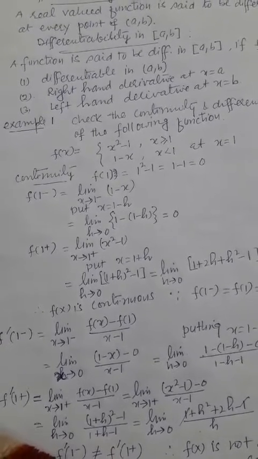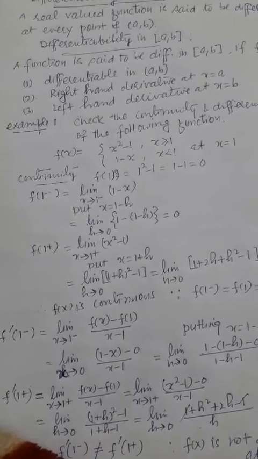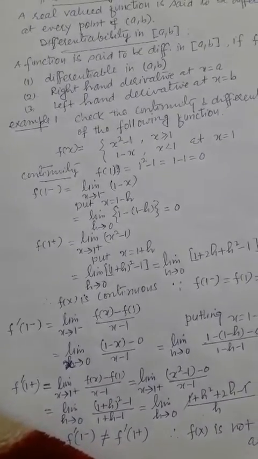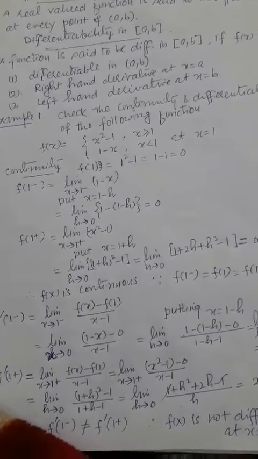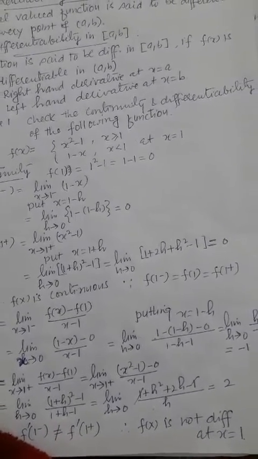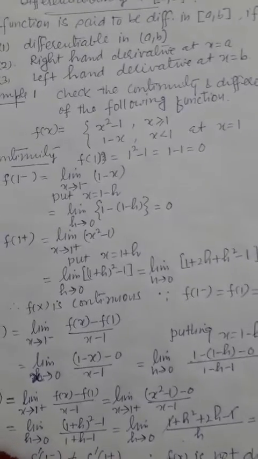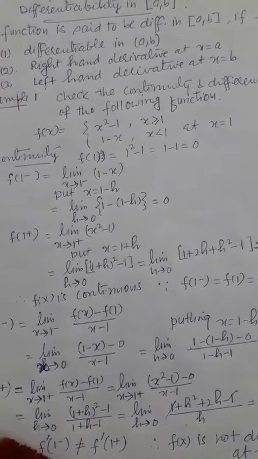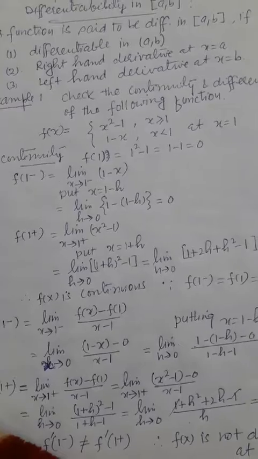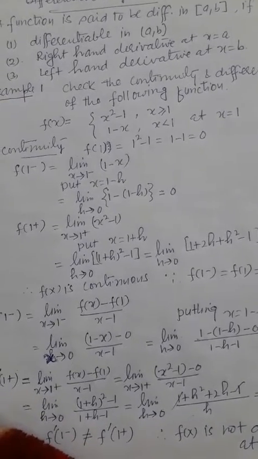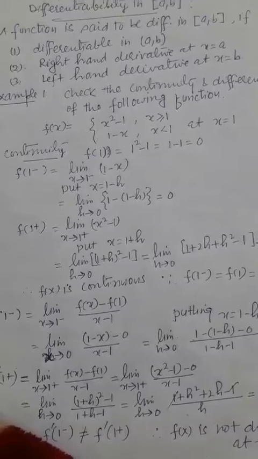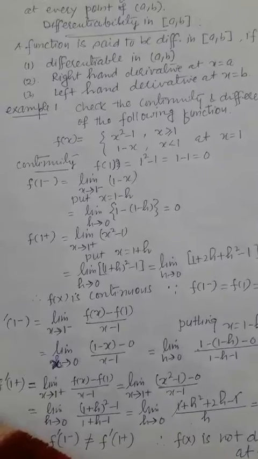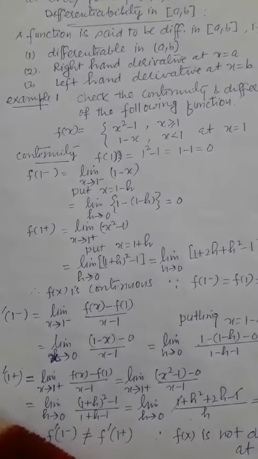Now, to understand clearly, we solve some questions here. Check the continuity and differentiability of the following function. The function is defined as f of x equal to x square minus 1 if x is greater than or equal to 1, and the function will be equal to 1 minus x if x is less than 1. Check the differentiability and continuity at x equal to 1.